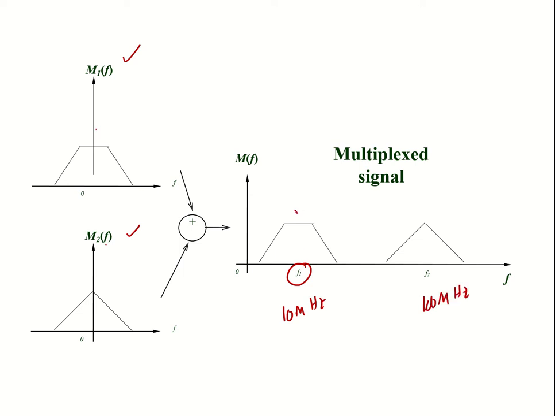Okay, so this will be your modulated signal at 10 megahertz. This will be your modulated signal at 100 megahertz. So you can see that we have a spacing between the frequencies. They are not overlapping. If they are not overlapping, it means we don't have interference. So that is the meaning.